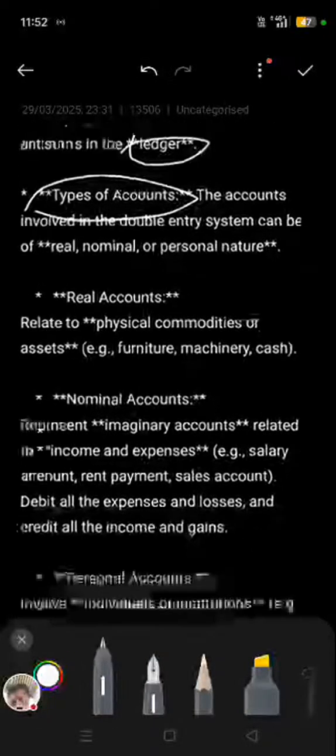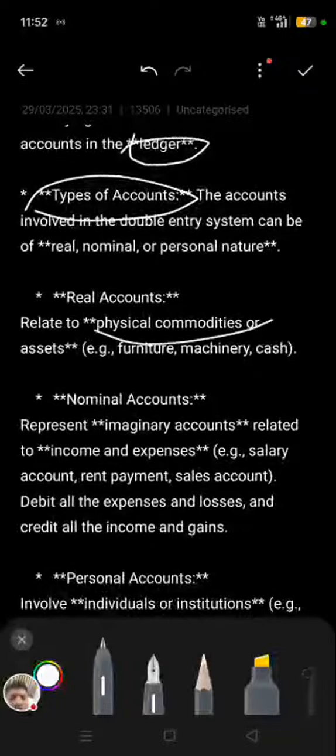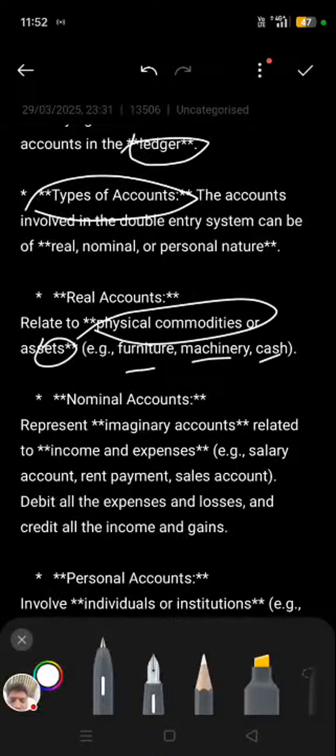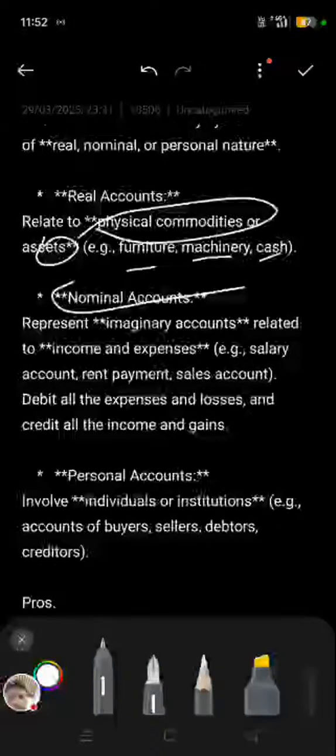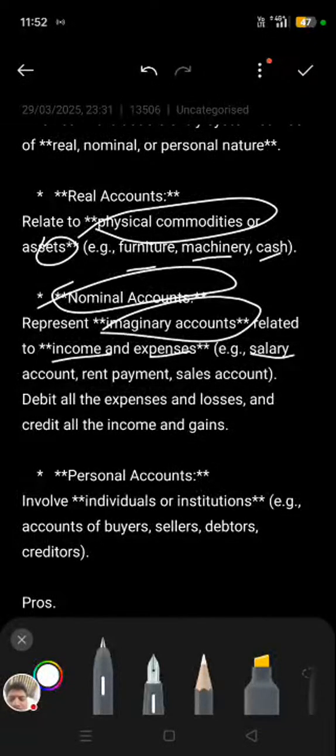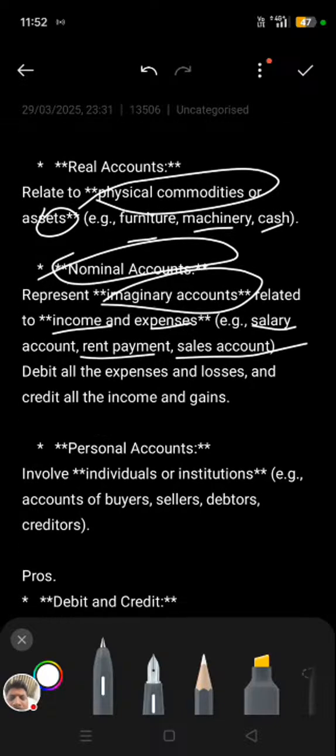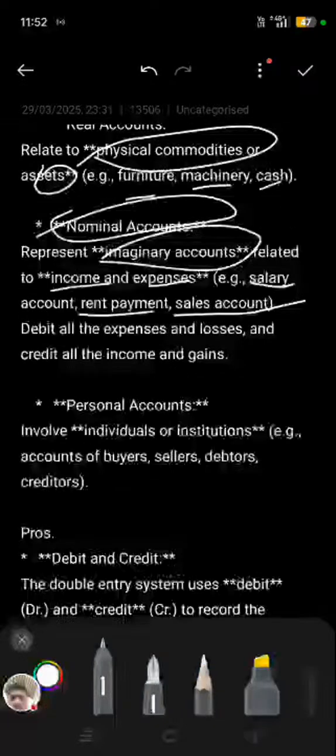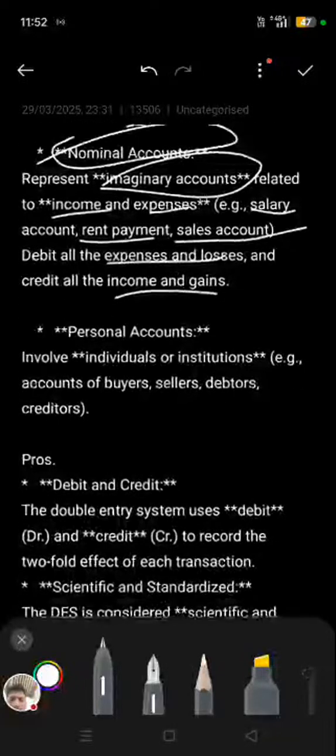What are real accounts? They relate to physical commodities or assets like furniture, machinery, and cash. And then comes the nominal account. It represents imaginary accounts related to income and expenses, like the salary account, rent payment, and sales account. Debit all the expenses and losses, and credit all the income and gains.